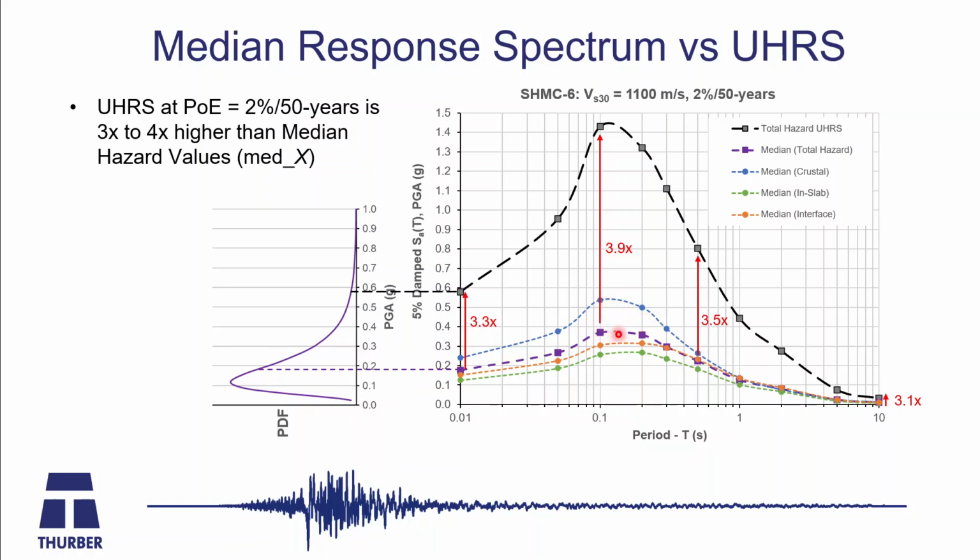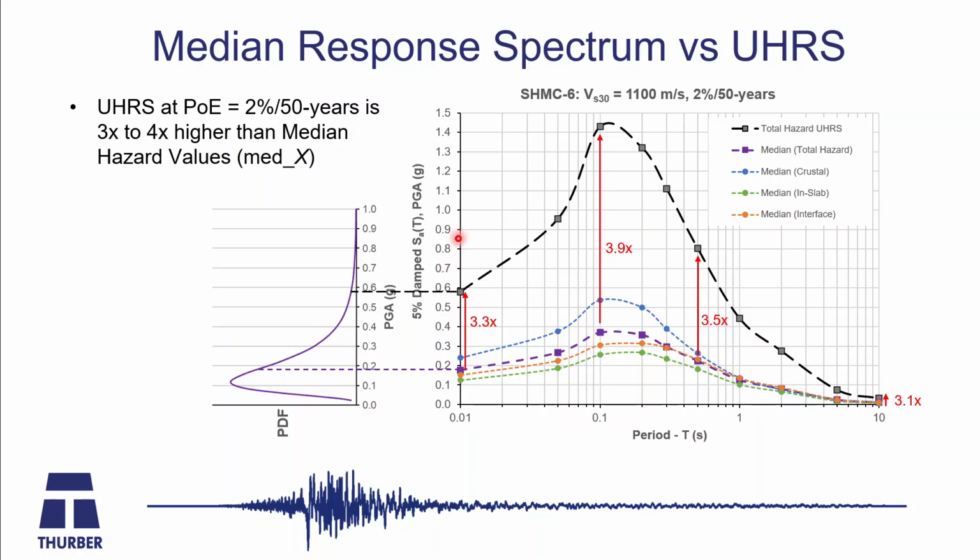If we just look at the purple one for the total hazard, compare that to the total hazard UHRS in black, and you can see how much of a difference there is. This is anywhere from 3 to 4 times higher than what the median or the expected prediction coming out of the GMMs is. When we think about the kind of geotechnical engineering we like to do, we like to think of factors of safety. Well, this is like a 3 to 4 times factor of safety on the expected values coming out of the GMMs.